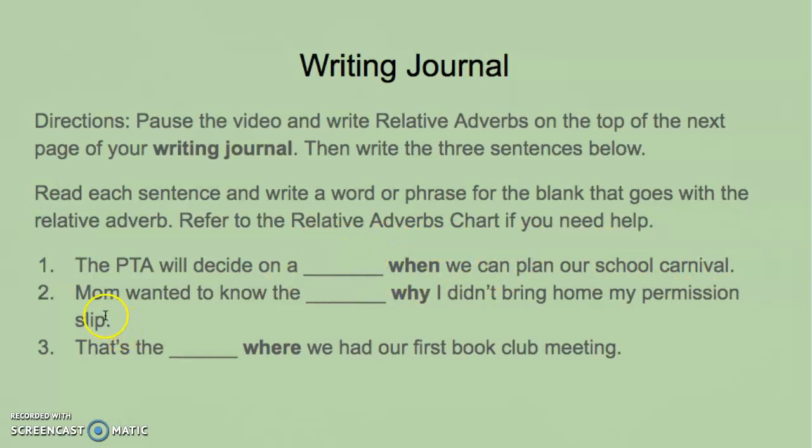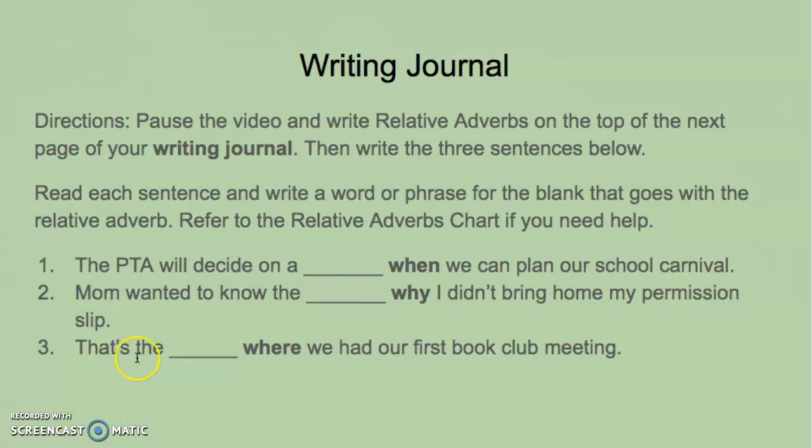Let's look at the second sentence. Mom wanted to know the blank why I didn't bring home my permission slip. Okay, so anything that would have to do with a reason, and in this case, it could be reason. Mom wanted to know the reason why I didn't bring my permission slip.